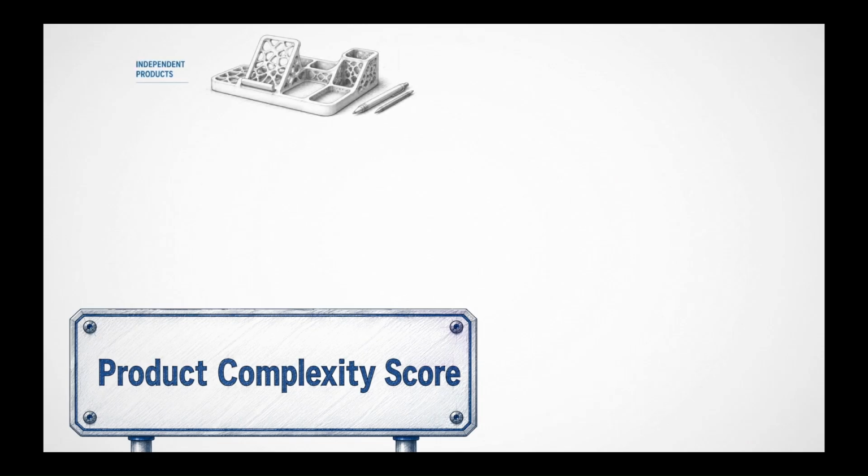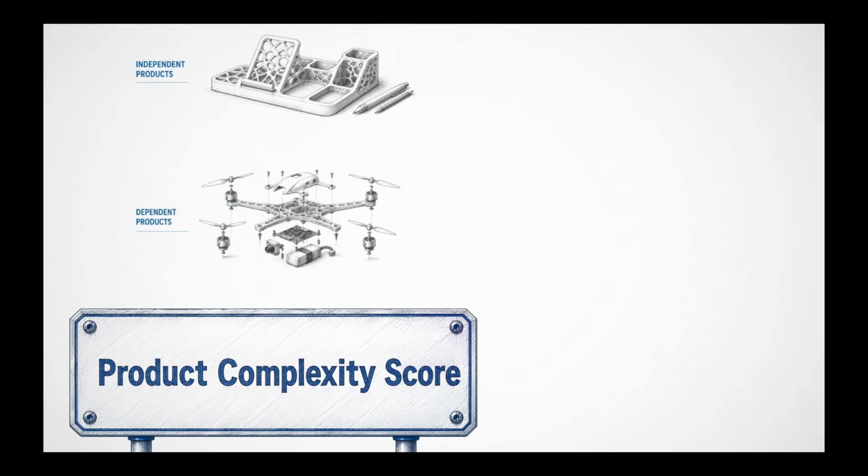At the core of this framework lies the product complexity score. The model distinguishes between two primary structural categories: independent products, which are fully 3D printed, and dependent products, which require the integration of non-3D printed complementary components.